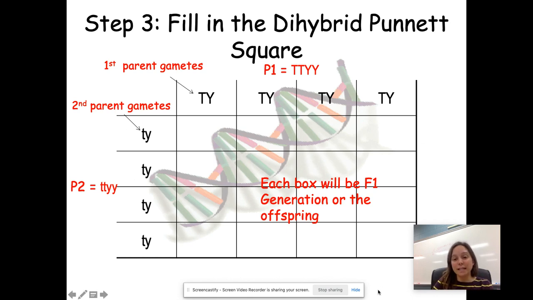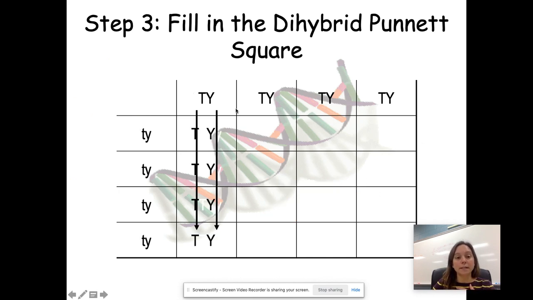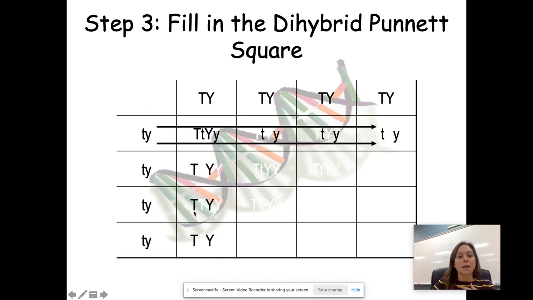So then we're going to fill it in the same way we would fill in the box on a monohybrid. So the capital T and capital Y from this will go down. The little t and the little y will go across. Notice you put the t's together and the y's together. Put the capital first and the lowercase second. So we fill them in across and fill them in down.